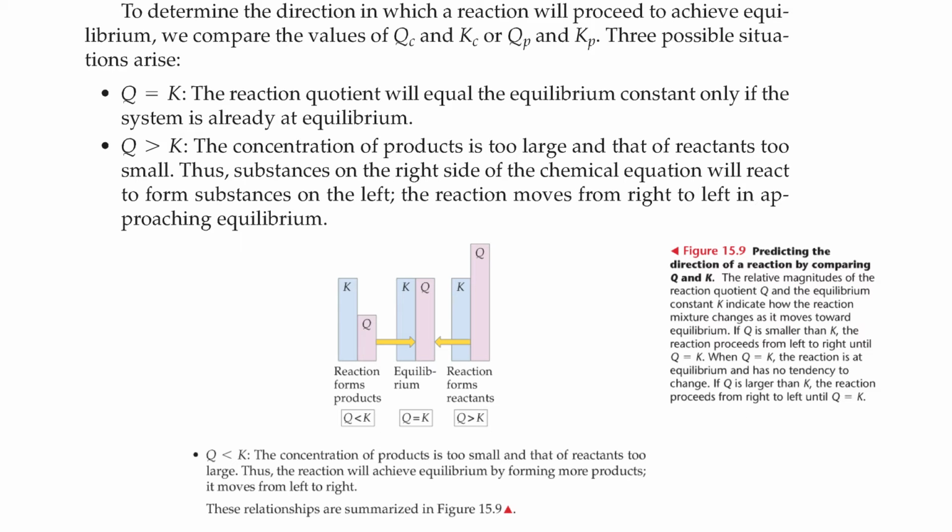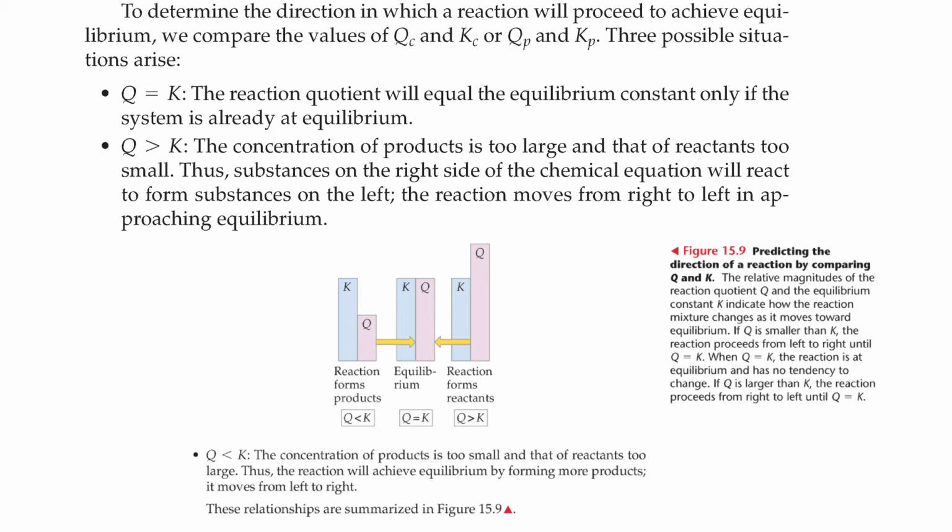To determine the direction in which the reaction will proceed to achieve equilibrium, we compare the values of Q sub C and K sub C, or Q sub P and K sub P. Three possible situations arise. If Q is equal to K, then the reaction quotient will be equal to the equilibrium constant only if the system is already at equilibrium. If Q is greater than K, the concentration of the products is too large, and that of the reactants is too small. Thus, substances on the right side will react to form substances on the left, and the reaction moves from right to left in approaching equilibrium.